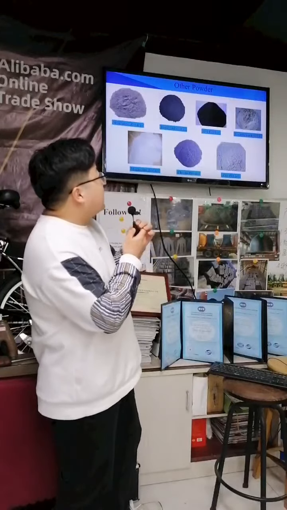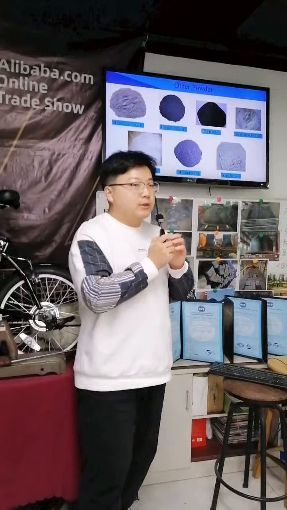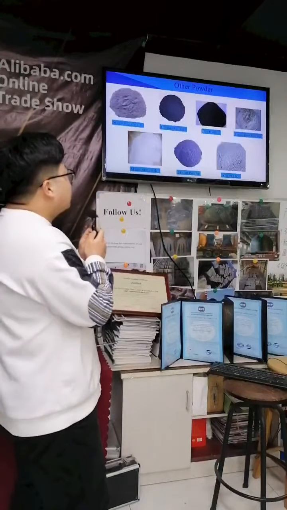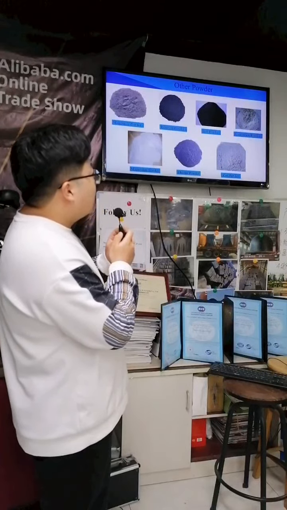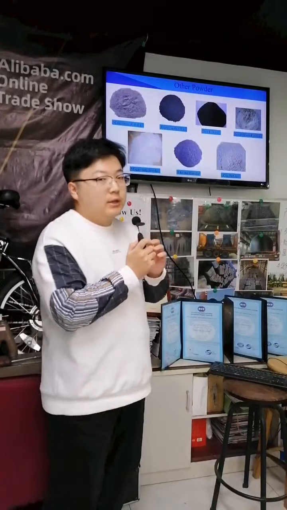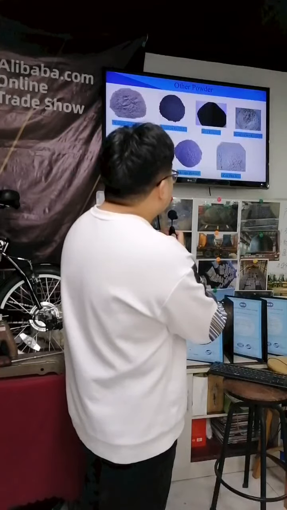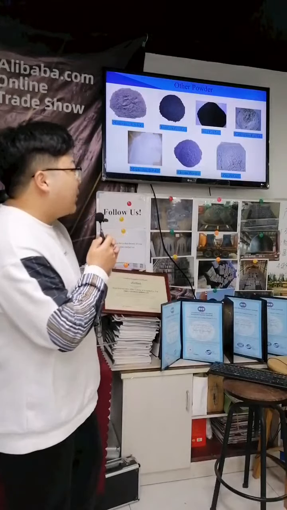There are some pictures showing other metal powders. The first one is manganese powder. The second one is germanium powder. The third one is iron powder. In the long picture, the first one is magnesium powder. The second one is chrome powder. The last one is zinc powder.